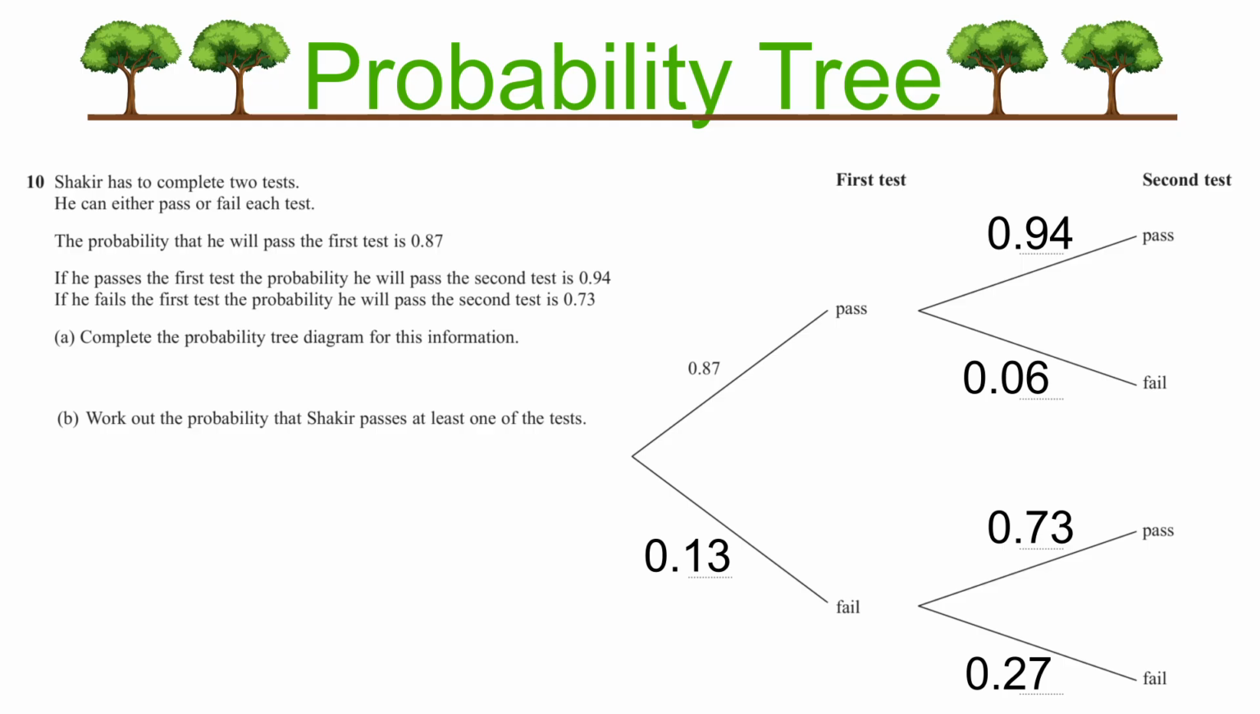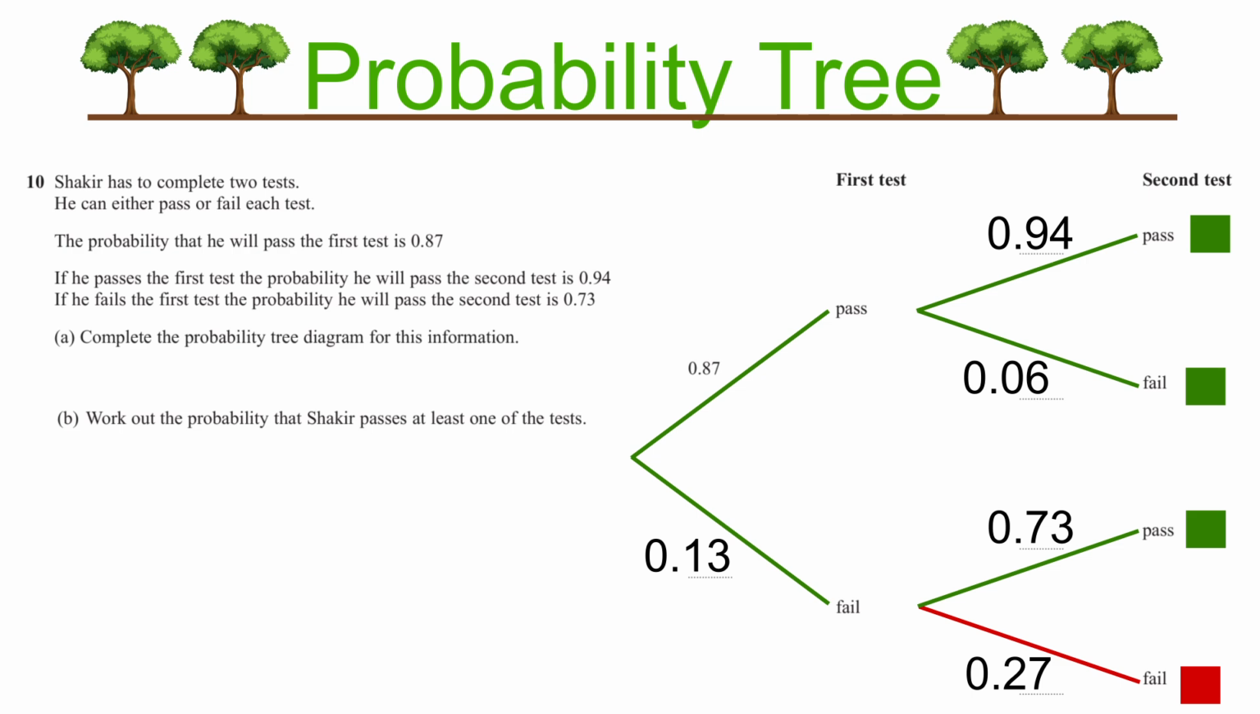So next we're asked to work out the probability that Shakir passes at least one of his tests. Just another bit, I guess, of education as well. If you look at the probability for him to pass and then pass again, it's 0.87 for him to pass, and then for him to pass again from there, it's 0.94.